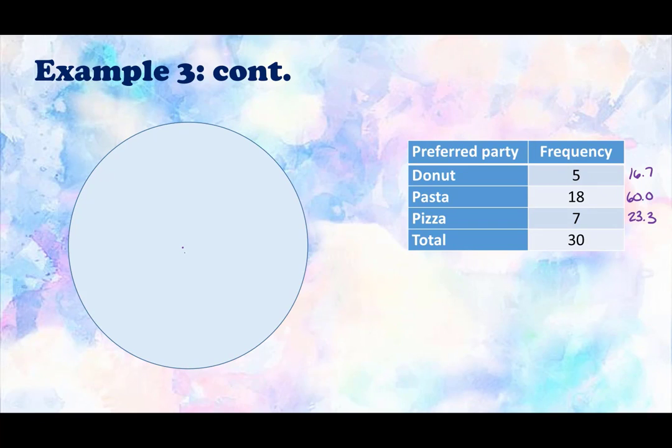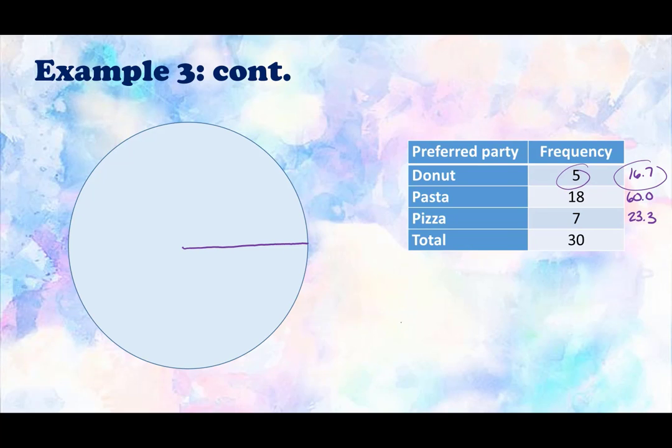When graphing a pie chart, you always want to find the center. I always like to start off by drawing a line here. You can draw that line anywhere, it doesn't have to be there. The first thing we're going to do is look at our donut party. How many people want the donut party? That was 16.7%.